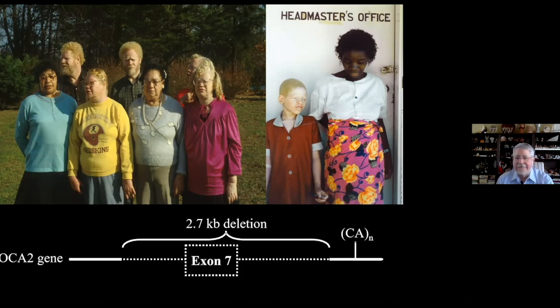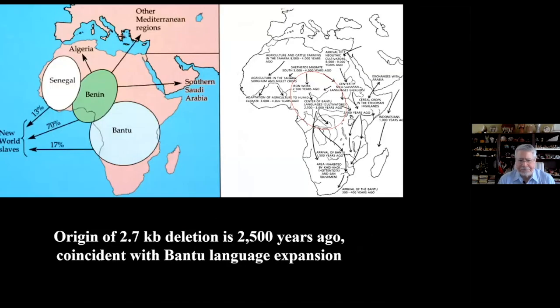The family on the left is from Southern Maryland and has been in Southern Maryland since the earliest colonial period. Now, how did albinism show up in that family? Well, as we know, Africans were enslaved and brought to the New World. And many of those Africans came from the Benin population in Africa.